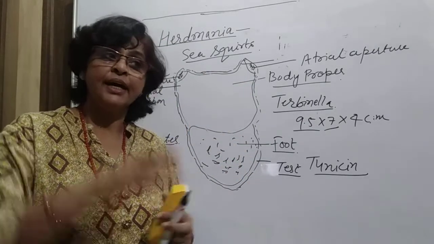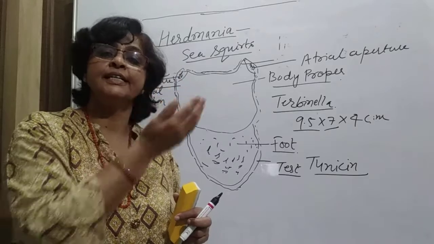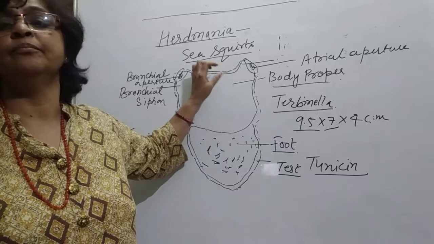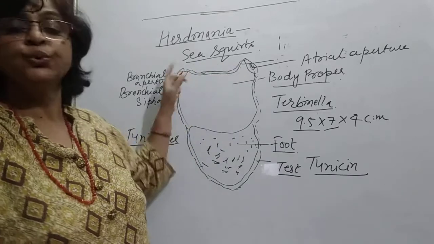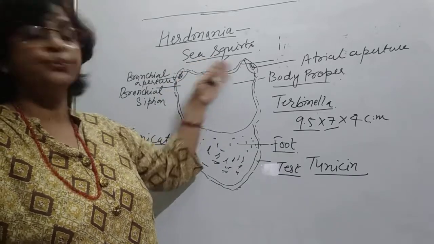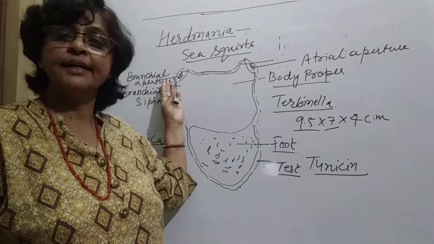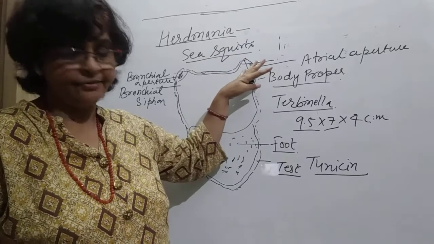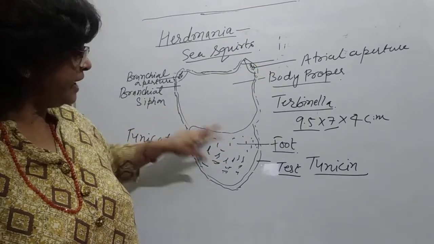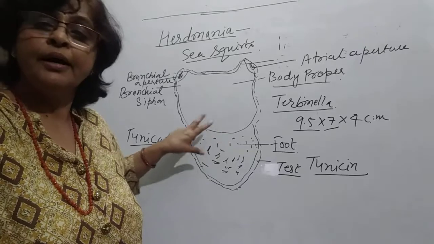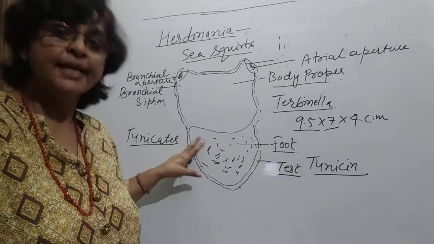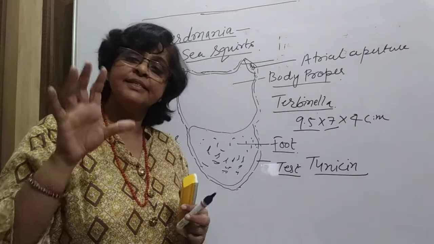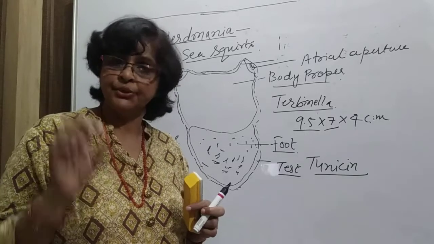So again, what other features do we see inside the test? Recalling, first we have done the body proper, and the key features are the two apertures and the siphons. The water enters from one side and is expelled out through the atrial aperture. We have also discussed the foot and the test. So what is the test? I have just described that the test is made up of a cellulose-like structure, the tunicin.